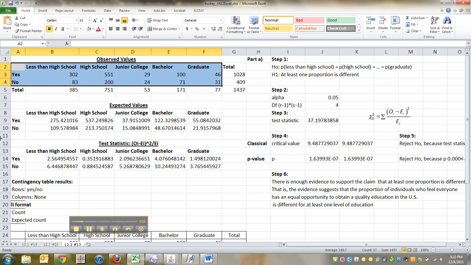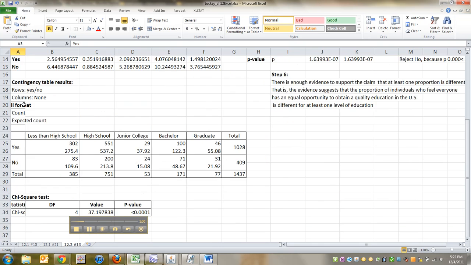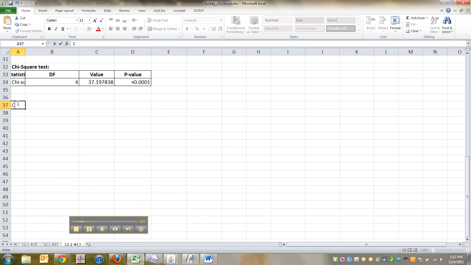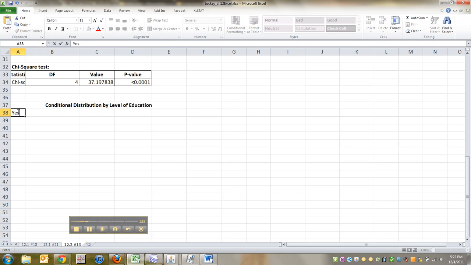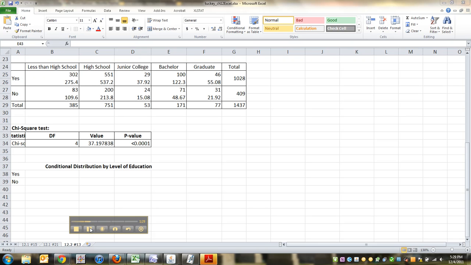Actually, I really don't need all of this. I'm just going to scroll down here. Make a conditional distribution by level of education. Right, that's what it said to do. So I can just merge all of that. All right, so what you're going to do is you're going to take the yes and the no, and you're going to divide each one by the level of education. By the total in the yes-no row. By column. I'm losing my brain.